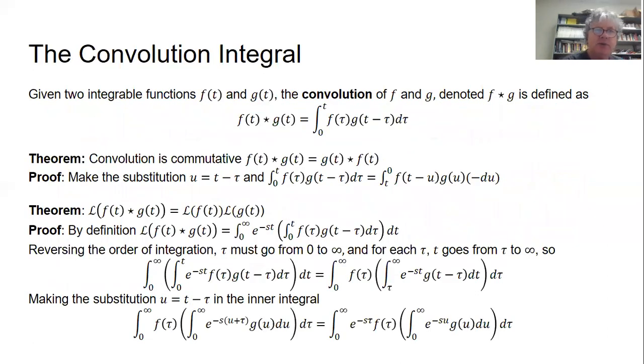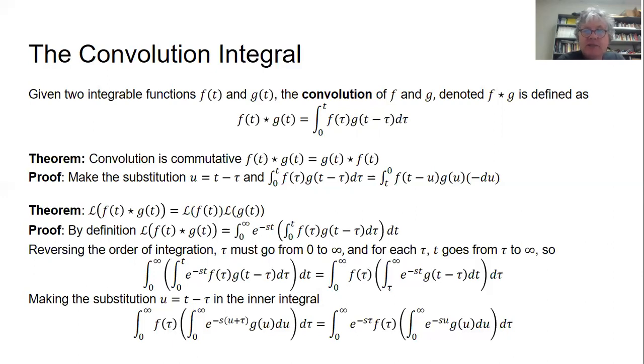Given two integrable functions, the convolution of f and g, which we're going to denote f star g, is defined as that integral right there. Okay, so tau is our dummy variable, so we integrate between 0 and t, f of tau times g of t minus tau. The first result, that's pretty simple, is that convolution is commutative. f star g equals g star f.